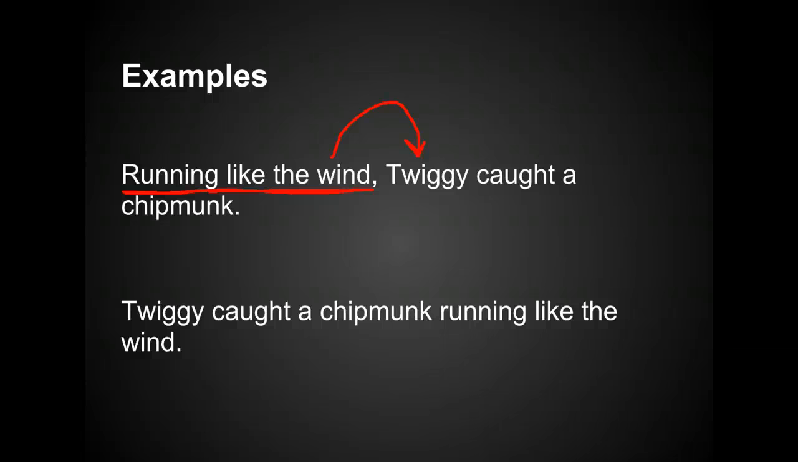You will notice here in the second sentence that it's almost the exact same sentence, except I took the participle from the front and I moved it to the back, so it changes the meaning a little bit. Here's how it reads. Twiggy caught a chipmunk running like the wind. Okay, so just like before, running like the wind is our participle, but this time it is not describing Twiggy because it is actually closer to the word chipmunk. So now the chipmunk is the item, the animal, that was running like the wind. Make sense? It's important to keep in mind when you're writing them or when you're identifying them that participles need to go very close to the word that they are modifying, otherwise things get confusing.